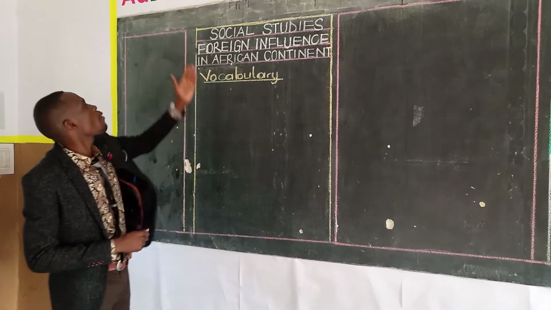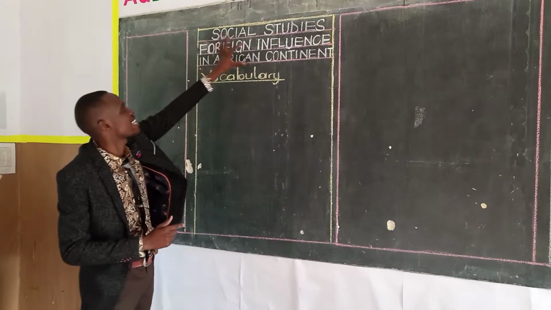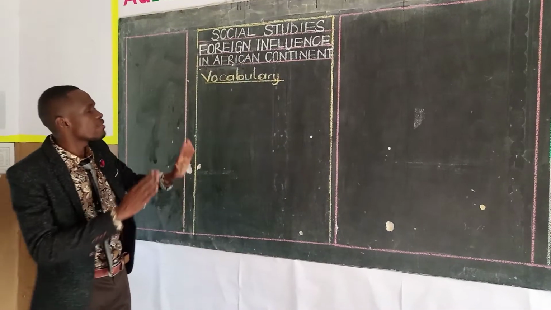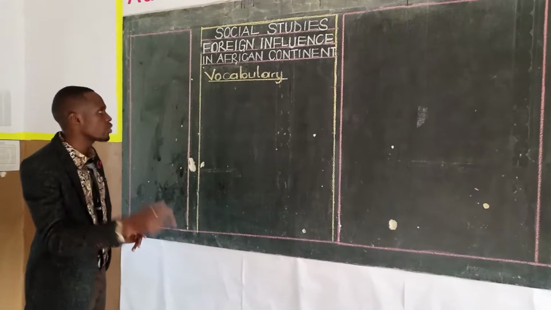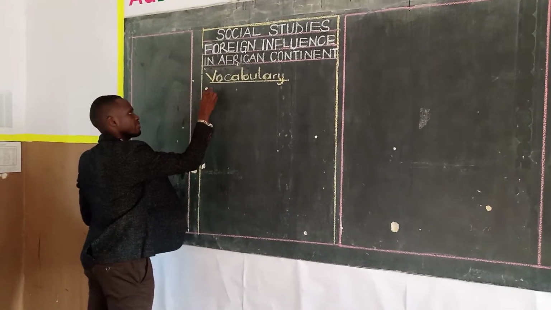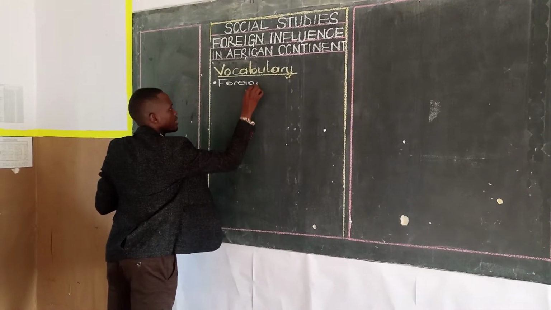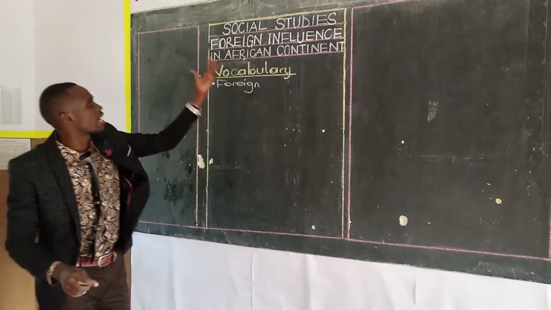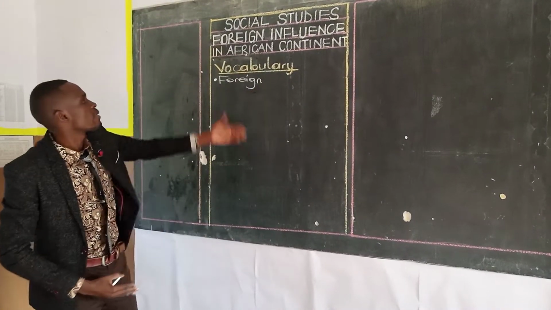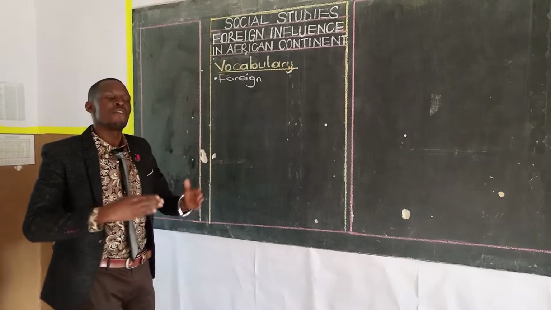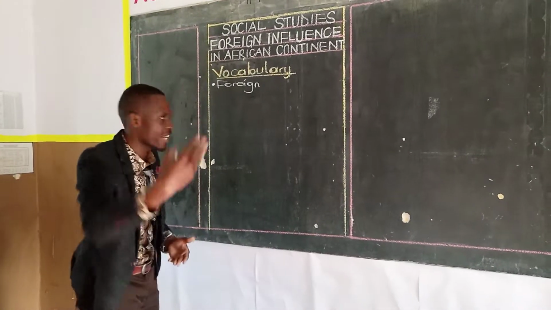Therefore, before we go any further, there are some new words that we need to understand before we walk down the path of this topic. These vocabularies include: 1. The word foreign. We need to understand these vocabularies and you should be able to use them in your daily grammar. The word foreign can mean something from an overseas country.